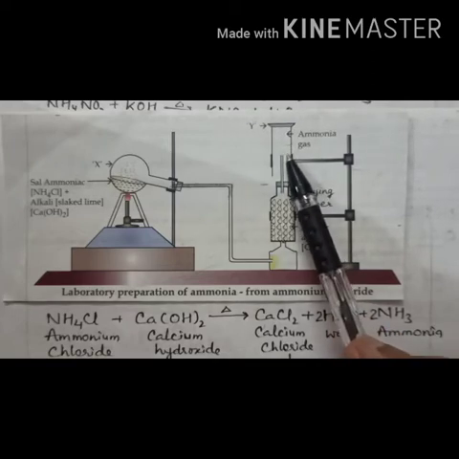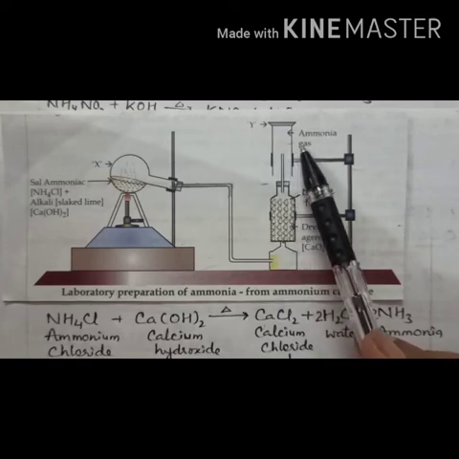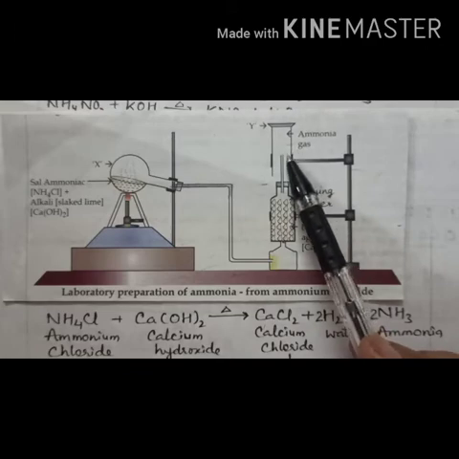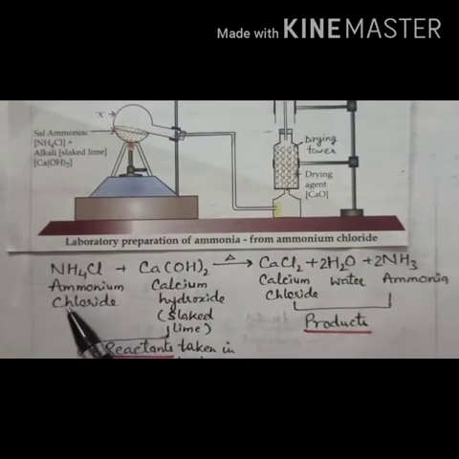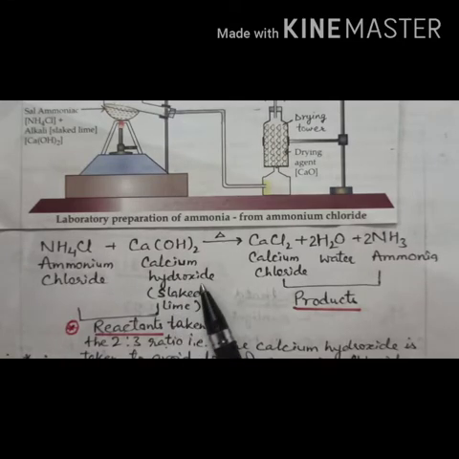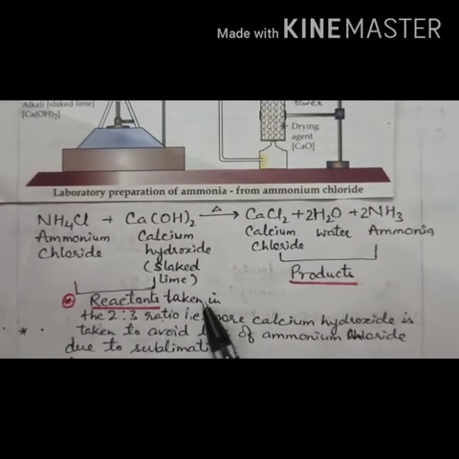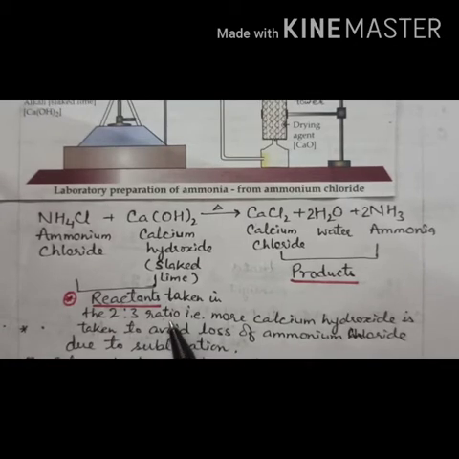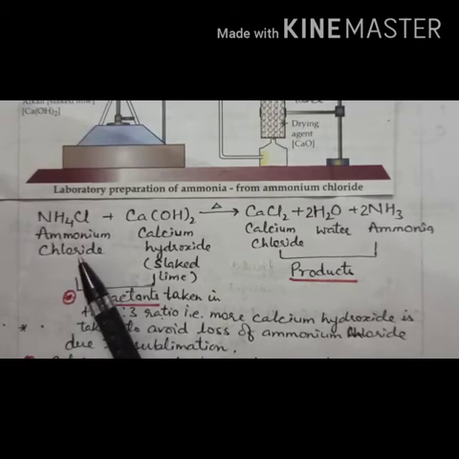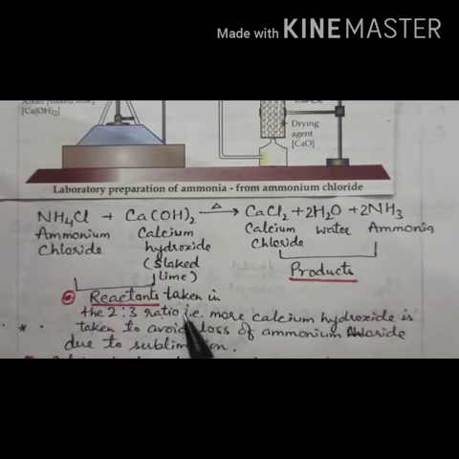It means the gas is heavier than air or lighter than air? What do you say? It is lighter than air and highly soluble in water. Right? Now look at the reaction. What are your reactants? Your reactants are ammonium chloride and calcium hydroxide. The reactants are always taken in a 2:3 ratio. Why 2:3 ratio? Because 2 parts is ammonium chloride and 3 parts is calcium hydroxide.